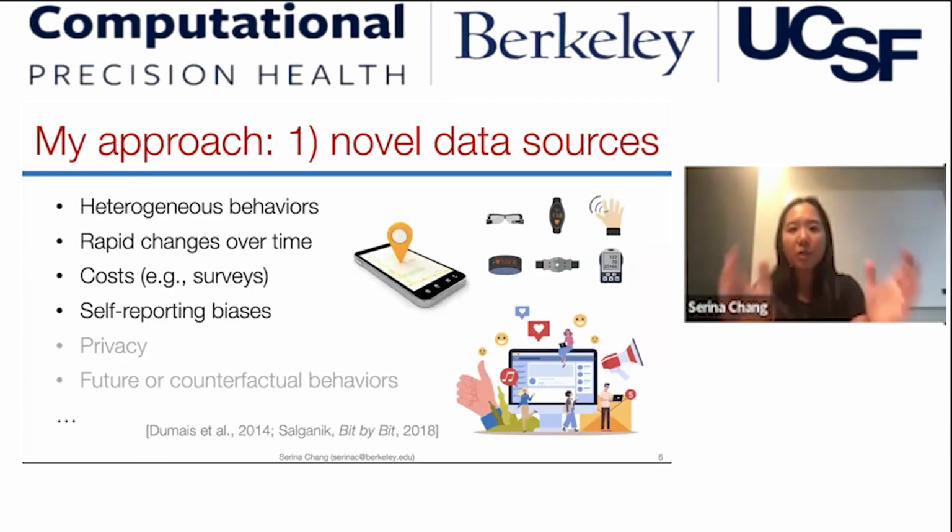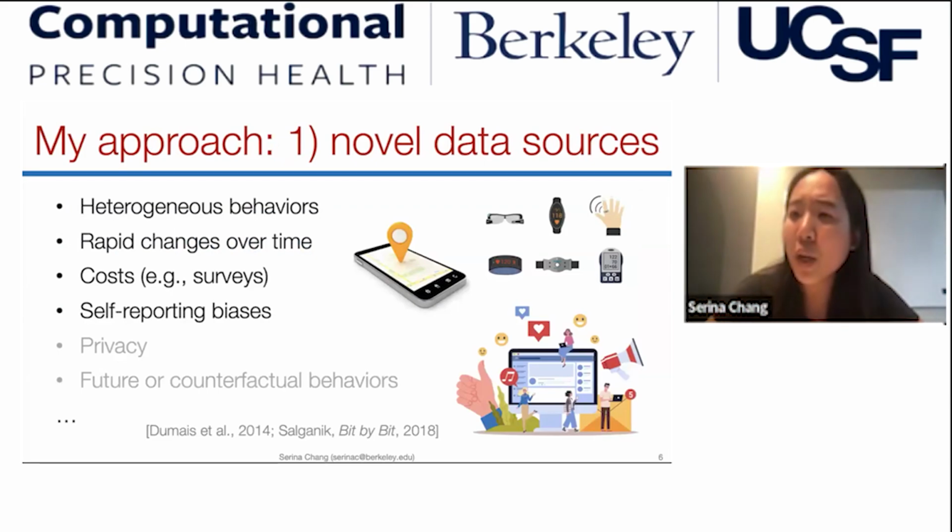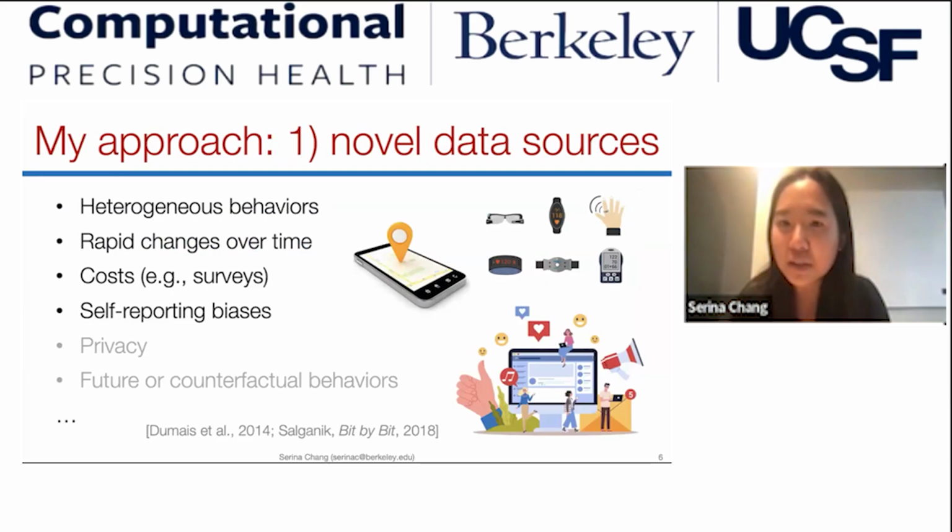So specifically, this first approach is using novel data sources. Those are data sources like geolocation from cell phones or wearables or social media. And there's a lot of advantages to this kind of data. For example, it tends to capture very large populations. A lot of people have cell phones, for example, and that means with that level of penetration into the population, you can then slice your data quite fine so that you can capture these heterogeneous behaviors.